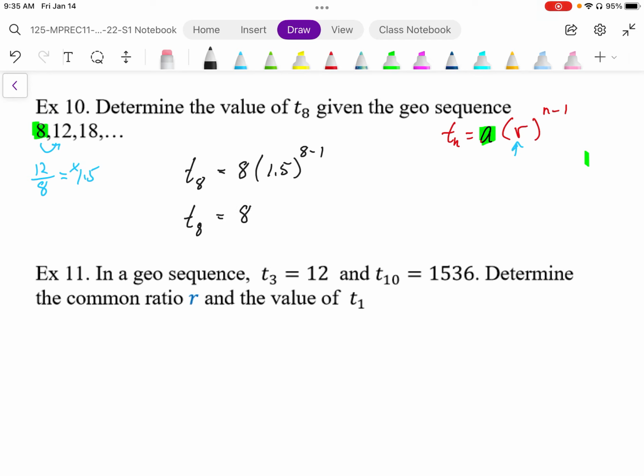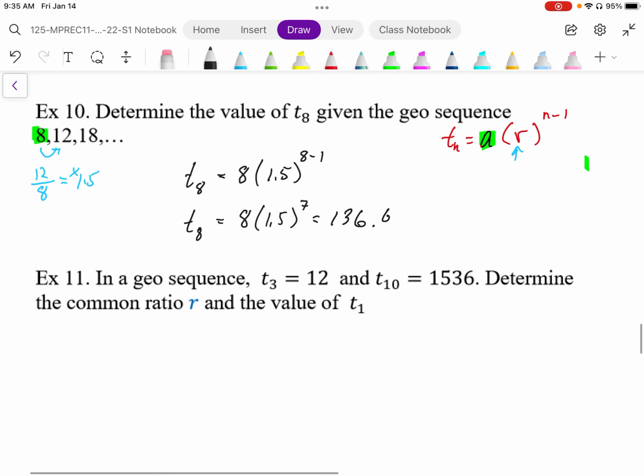So putting this into my calculator, we end up with 8 times 1.5 to the power 7, and that gives me 136.6875. I'm just going to leave it like that, actually. 136.6875. Okay.